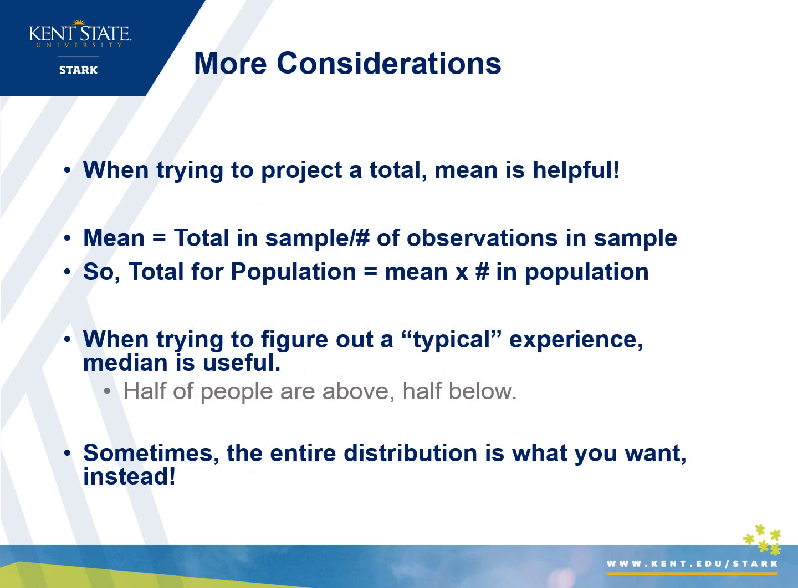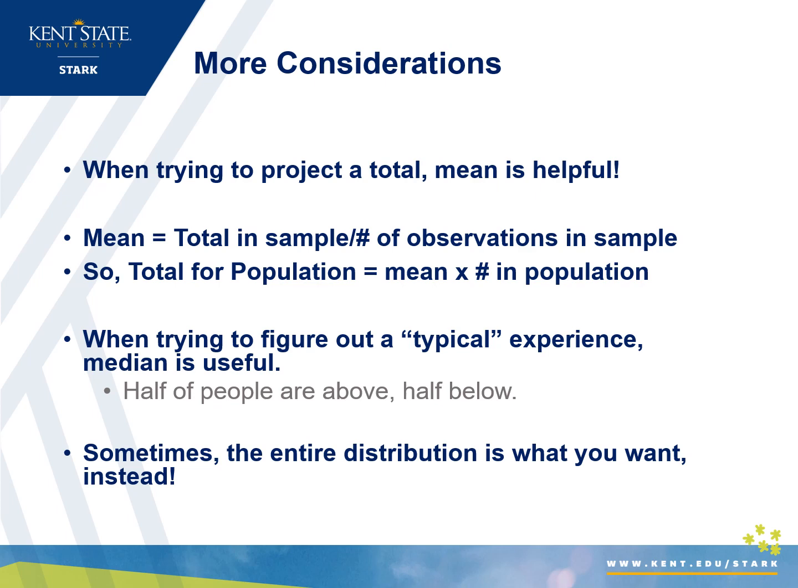Some additional considerations. When trying to project a total, the mean is typically quite helpful. Since the mean is the total divided by the number of observations in the sample, we can project a total for the population by just taking our sample mean and multiplying by the number of observations we expect in the population as a whole. However, when we're not interested in the total, but in what experience we might call typical, then the median tends to be quite useful.